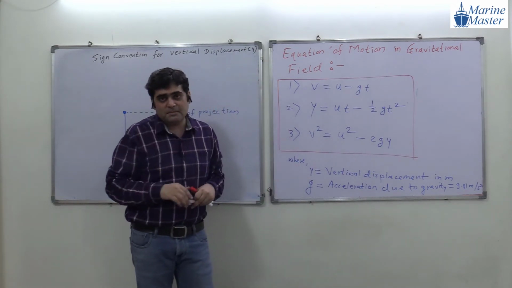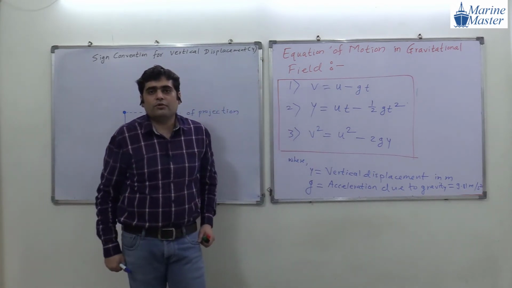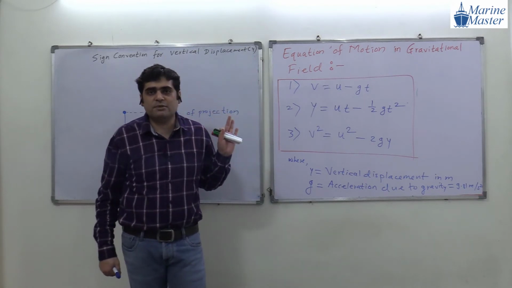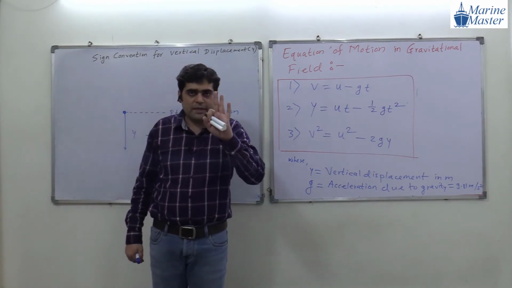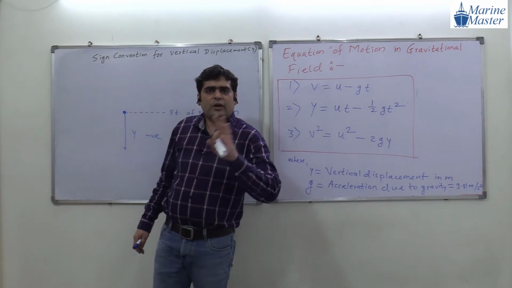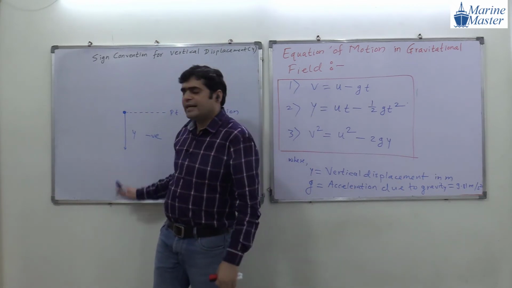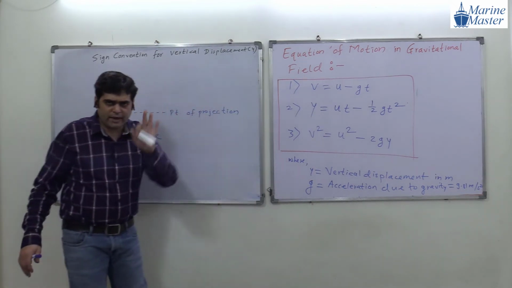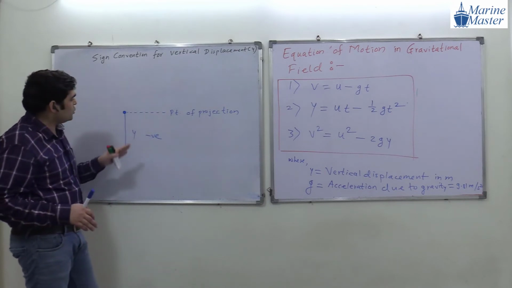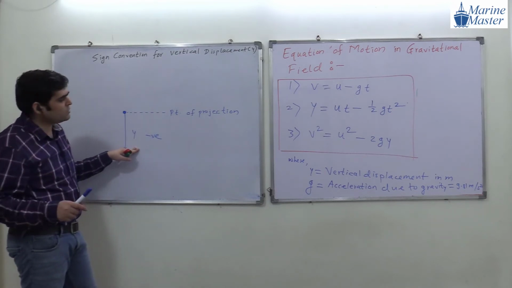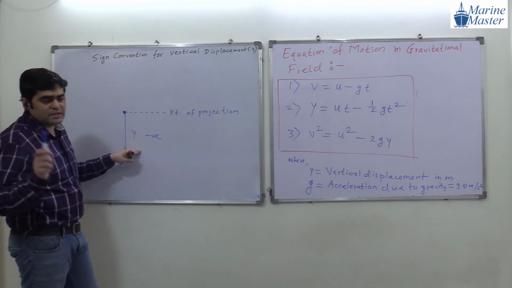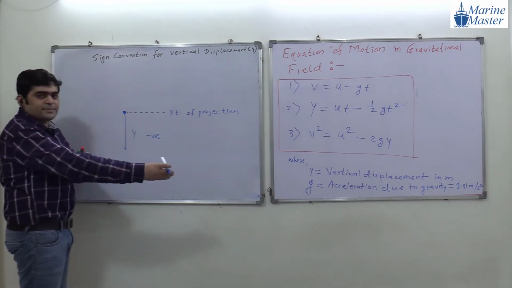And what is meant by Y? Vertical displacement. Guys, don't worry. We are going to take a number of examples, and through those examples we are going to clear what is meant by Y. In projectile motion also we have to deal with this Y a lot of times. So Y is negative here. Now what will be the next point?